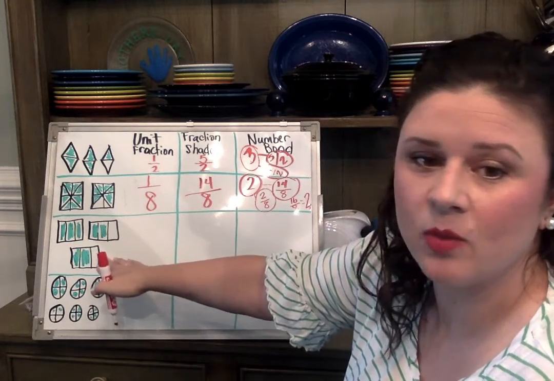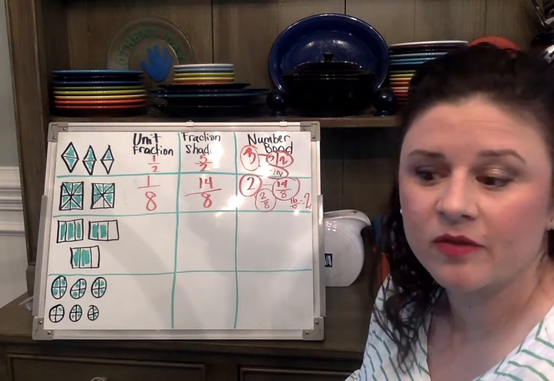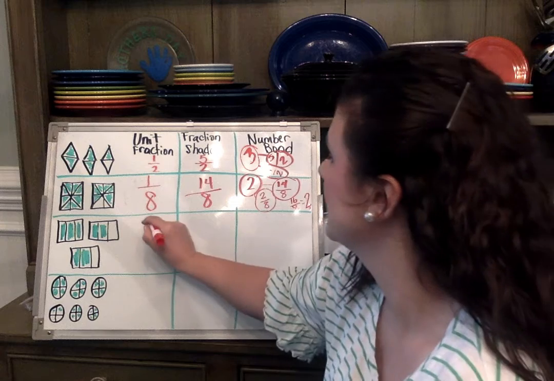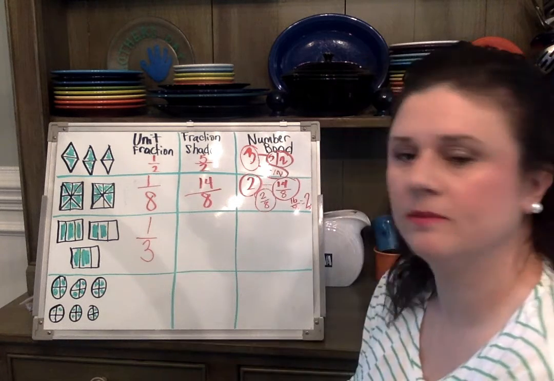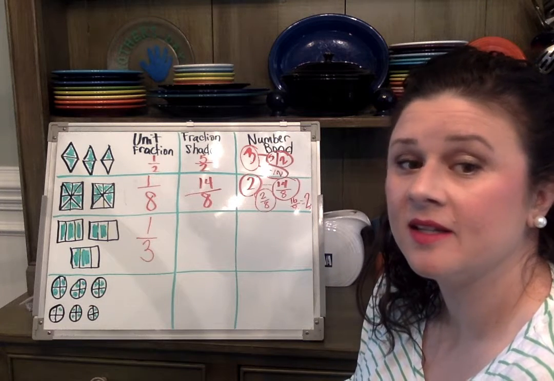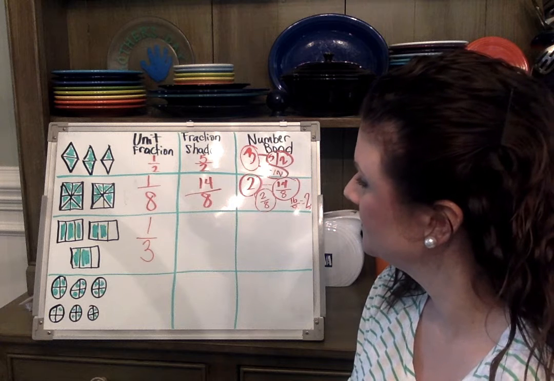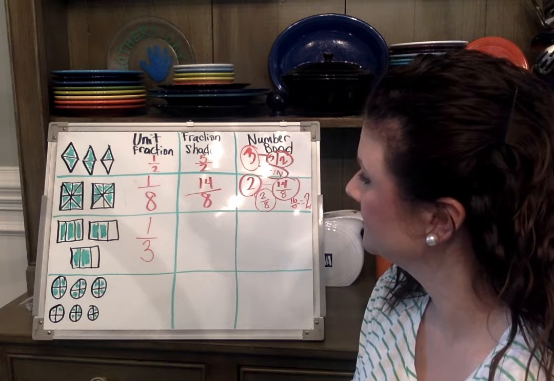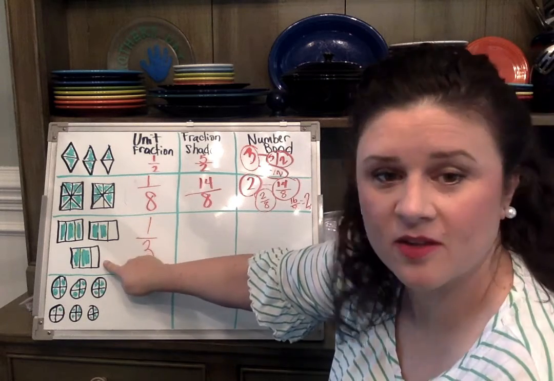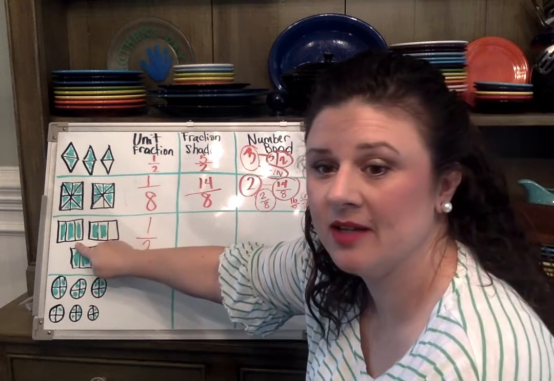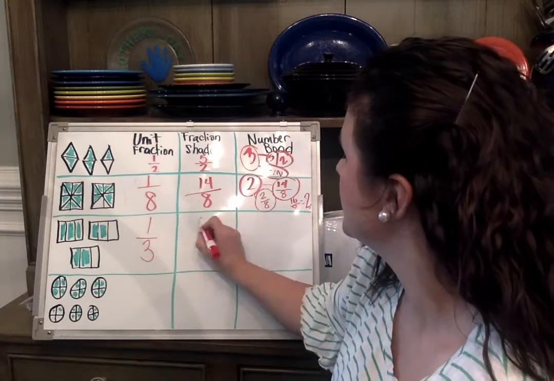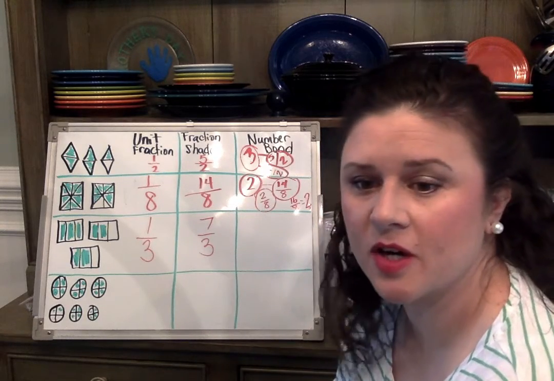Let's look at these next 3 rectangles. What is the unit fraction here with these rectangles? 1/3. What fraction of the rectangles are shaded? Now this one might be a little bit of a trick. You can see here I didn't shade this whole one in because not all of it's shaded and not all of this one's shaded. So I have 3, 5, 7. So 7/3 are shaded.